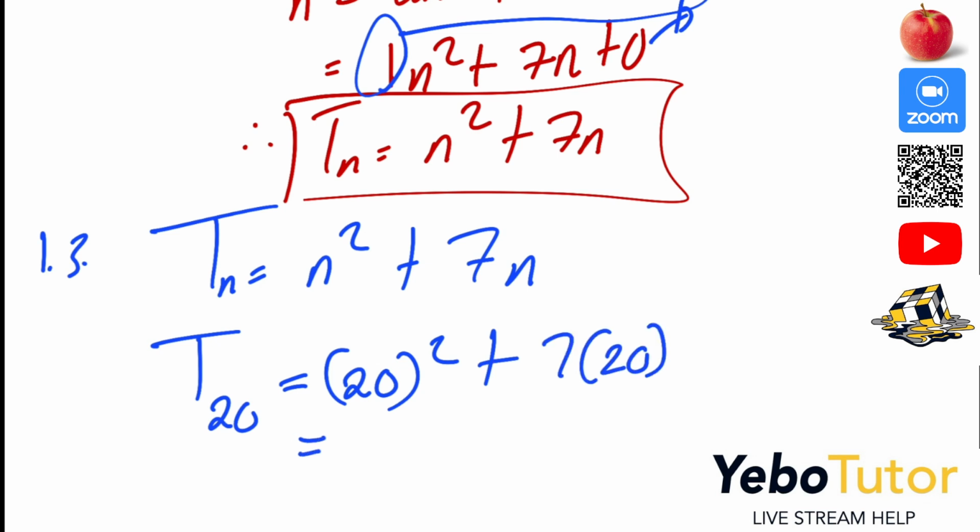Don't try to break your mind and think a lot, because if you do that you get a wrong answer. So that will be 20 squared plus 7 times 20, and I'm getting 540. So that would be your T20.